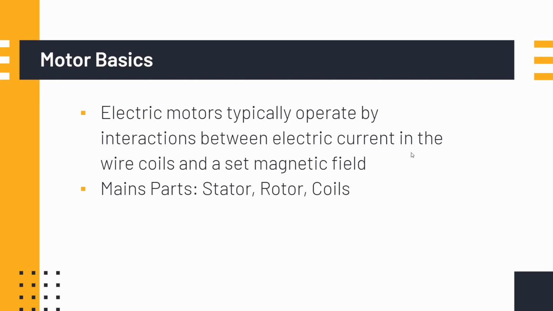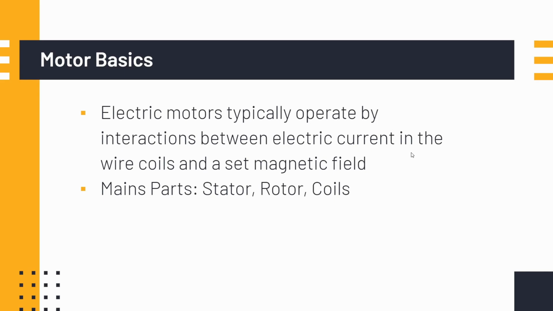So the main parts any electric motor typically consists of are the stator, the rotor, and the coils. The stator is the stationary part in your motor, whereas the rotor is the rotating part.